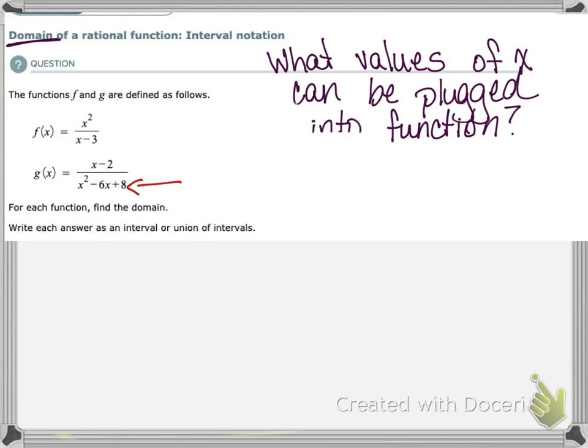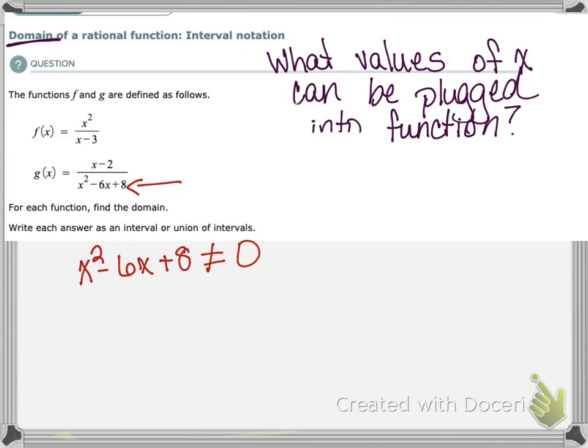And we can have 0 divided by any number, but we cannot have a 0 in the denominator. So I am focused on this x squared minus 6x plus 8 cannot be equal to 0. Okay, so I'm going to factor this.